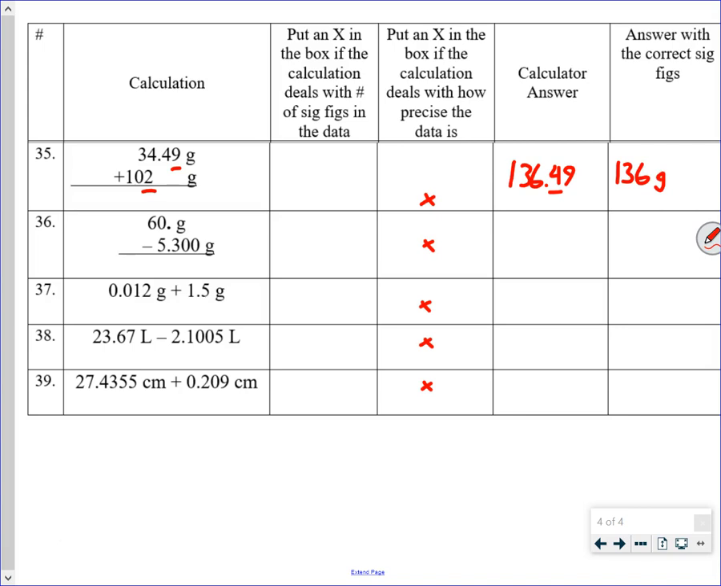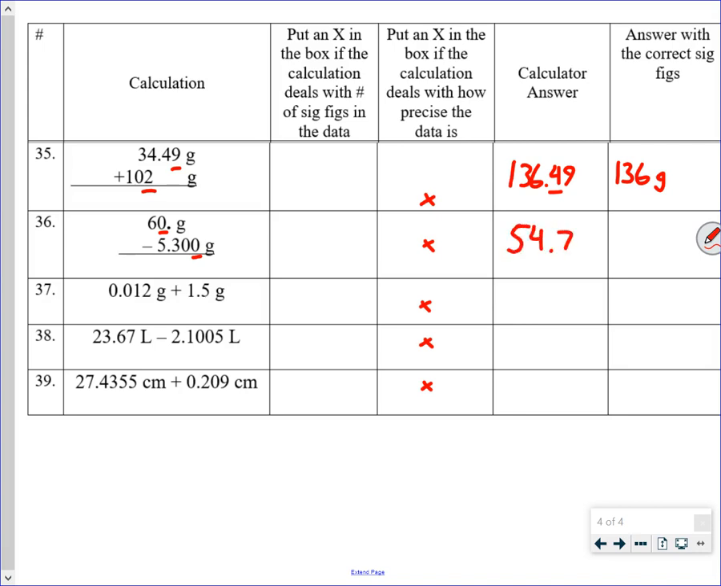In the next one, we look at the precision again. 60 with a decimal point means that that 0 is significant. So the first value really goes to the ones place. The second value there goes all the way down to the thousandths place. The least precise of those two is the ones place. So I'm going to take 60 minus 5.300, and my calculator tells me 54.7.